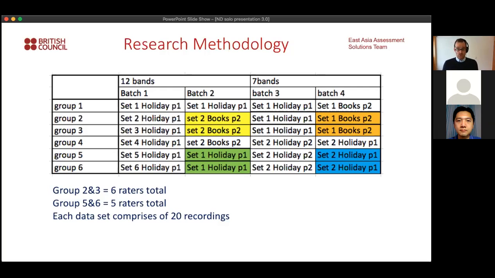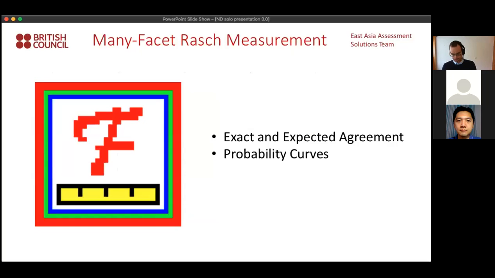This slide shows a table of all the data sets that were rated in batches 1 to 4 and by whom. The 4 colors represent samples where the data set, the prompt, and the IELTS part were all the same. So the pairs, yellow and orange, green and blue, differ only in scale length and data set, so are the strongest groupings for comparisons to be made. Because the IELTS test takers and prompts are different between groups 2 and 3 and 5 and 6, any comparisons need to be made with caution.